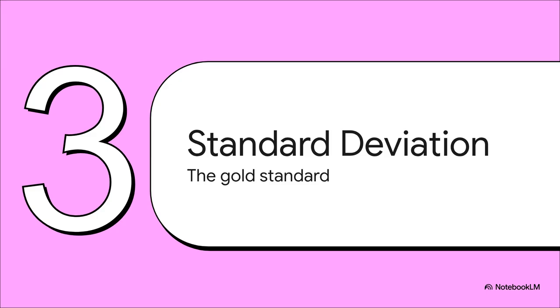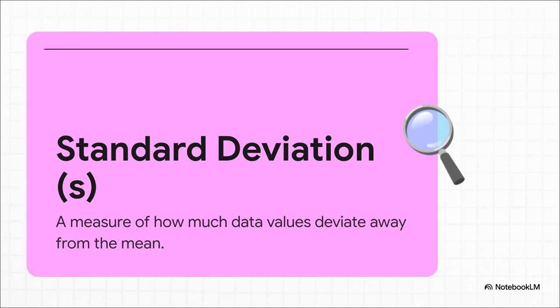To fix the problems we have with the range, we need a more sophisticated tool. And that brings us to the gold standard for measuring variation in statistics, the standard deviation. So the official definition is that the standard deviation is a measure of how much data values tend to deviate away from the mean or the average. In stats, we use the letter S when we're talking about a sample of data, and we use the Greek letter sigma when we have data for an entire population.